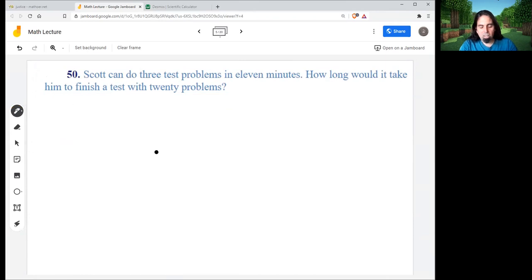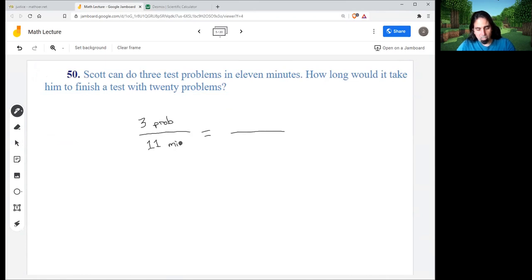So before, knowing this is a proportion problem, before I even start, I will write my skeleton: fraction bar equal fraction bar. I'm going to start reading. Scott can do 3 problems in 11 minutes.